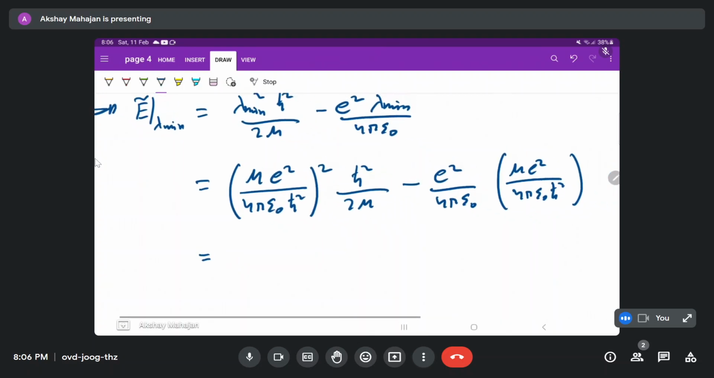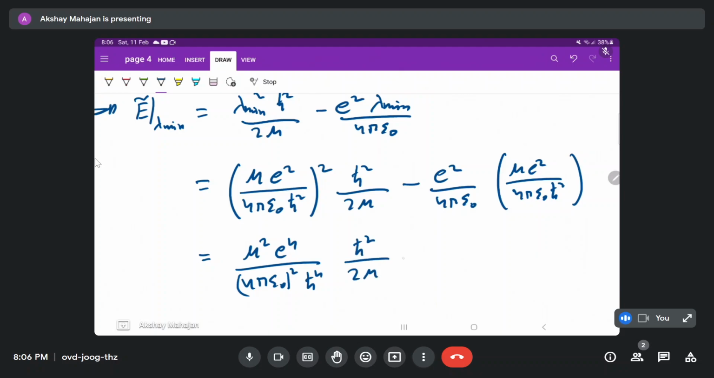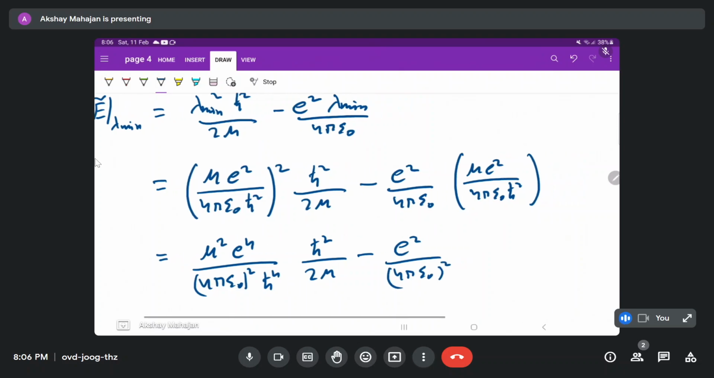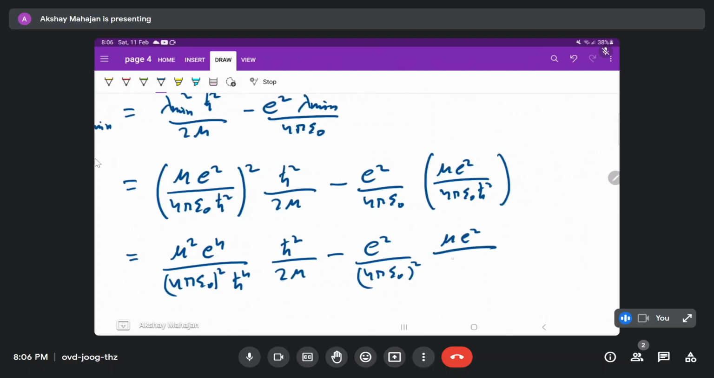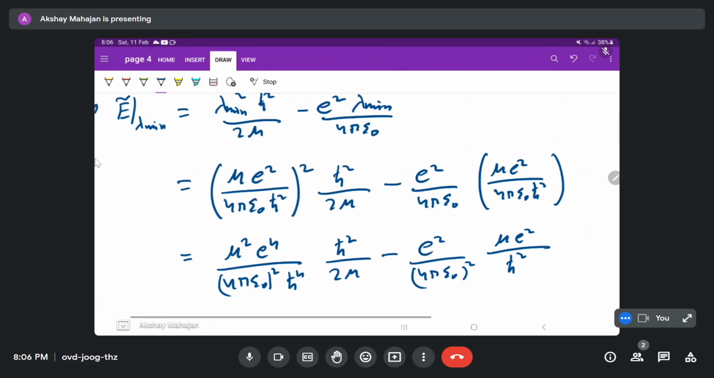that is mu square to the power 4 upon 4 pi epsilon naught, h bar to the power 4, h bar square upon 2 mu, minus e square upon 4 pi epsilon naught whole square, mu e square upon h bar square. And I can show some cancelling. This will be cancelled out. This mu square will cancel out and we will get 2.